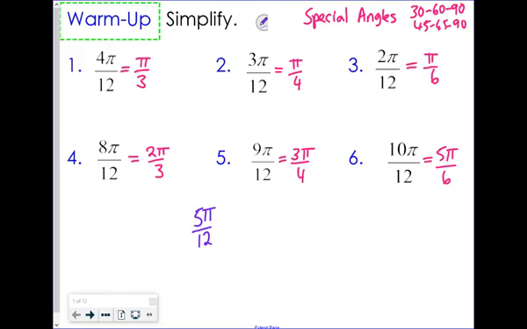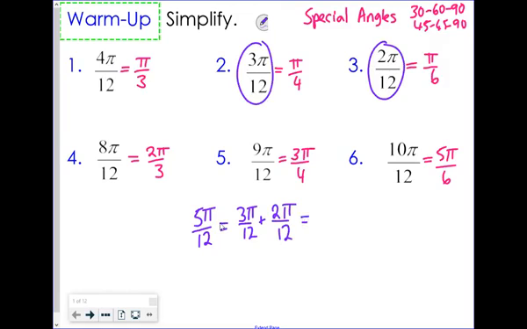The easiest way to get 5 pi over 12 from these angles would be maybe to add this one and this one together. 3 pi over 12 plus 2 pi over 12. So if I saw 5 pi over 12, what I'm really adding is pi over 4 plus pi over 6. That's 45 degrees plus 30 degrees. I could build the angle 5 pi over 12 out of 45 degrees plus 30 degrees, or in radians, pi over 4 plus pi over 6.